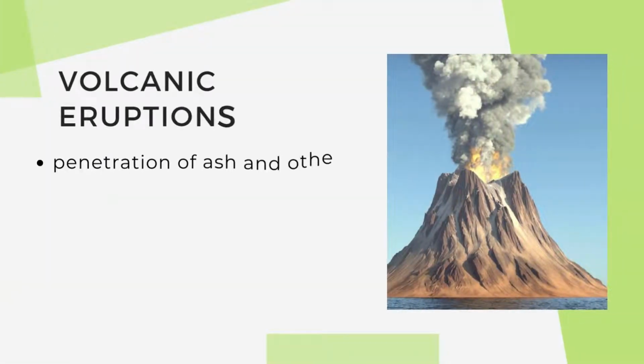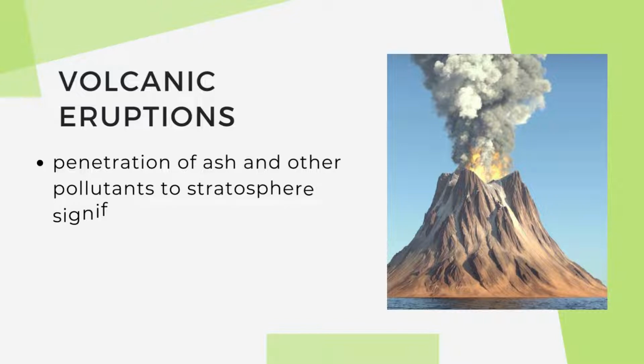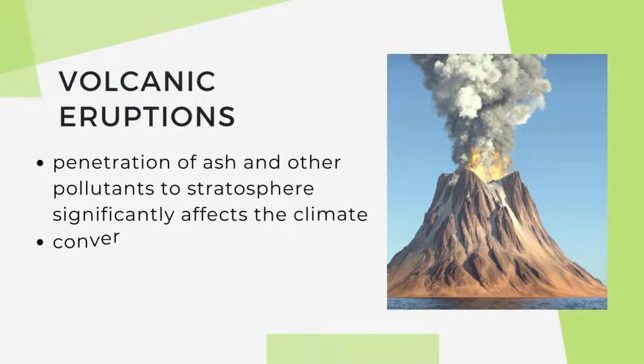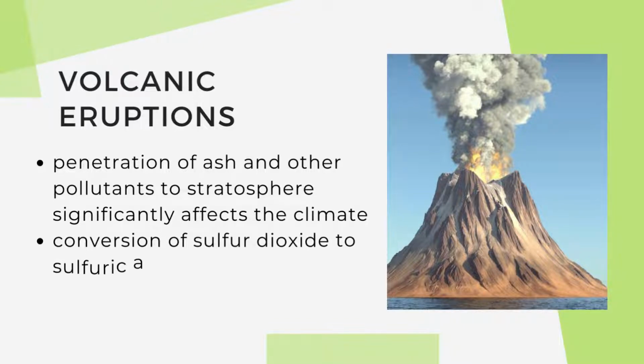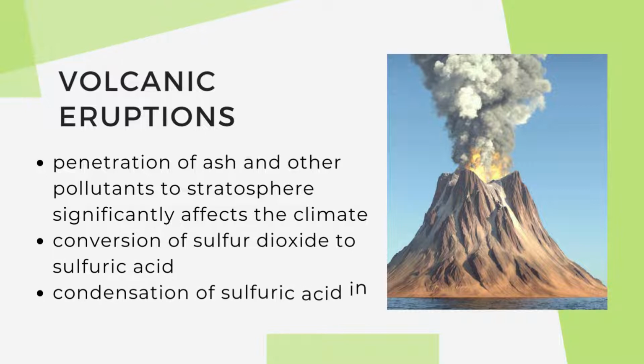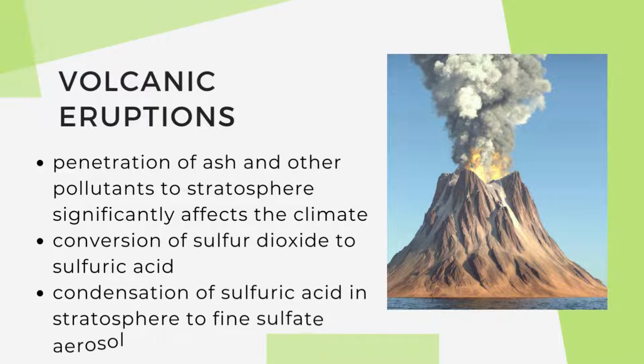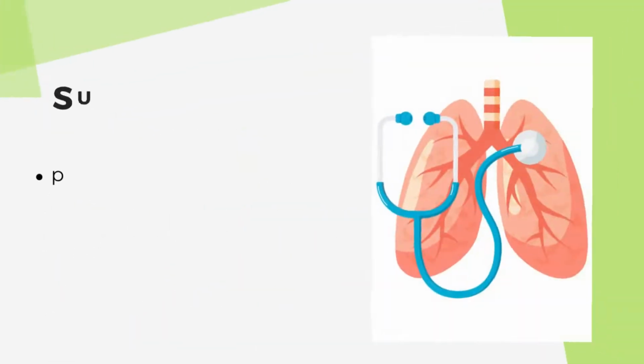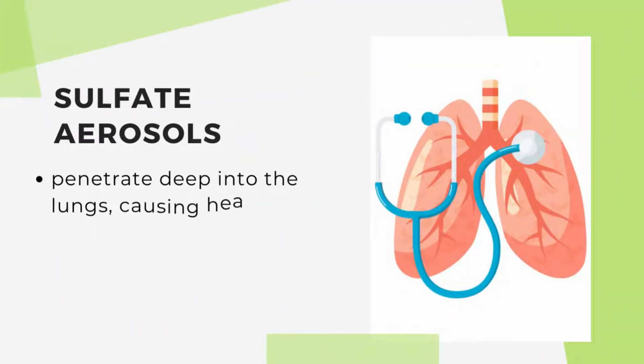In extremely powerful volcanic eruptions, the ash and aerosols emitted in the eruption can pass through the troposphere and penetrate the stratosphere. If enough of the ash and other pollutants released in the eruption make it into the stratosphere, the global climate will be affected. The most significant climate impacts of volcanic injections into the stratosphere come from the conversion of sulfur dioxide to sulfuric acid, which condenses rapidly in the stratosphere to form fine sulfate aerosols. These fine aerosols penetrate deep into our lungs, causing health problems.